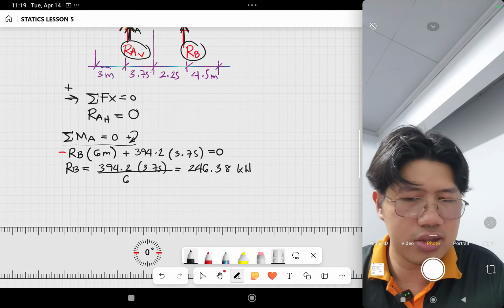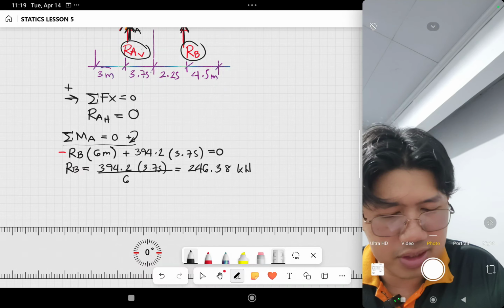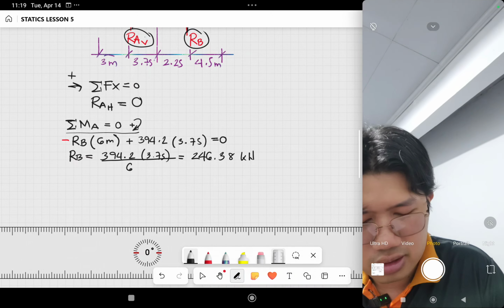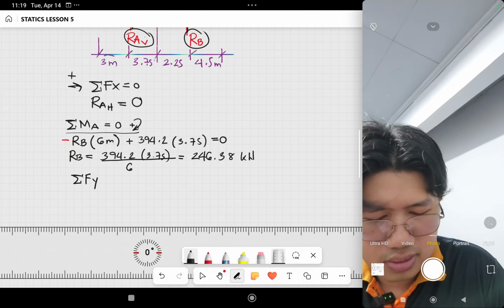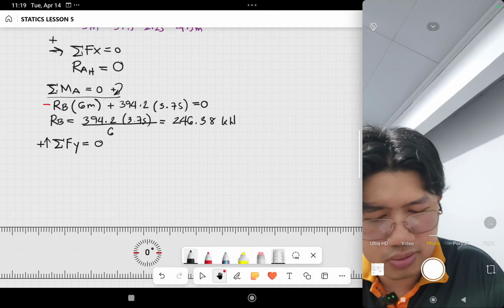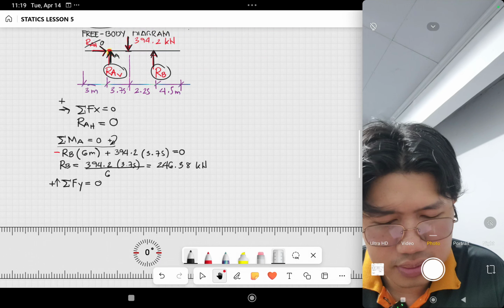Okay, so I will give you two alternative solutions para ma-solve si RA. So if nakuha mo na si RB, there are two possible solutions para ma-solve si RA. Una is you take summation Fy. Okay, so this is the easiest approach after solving one unknown.